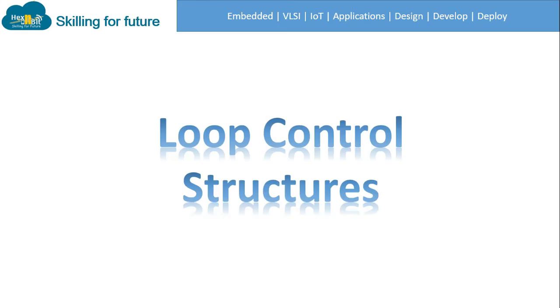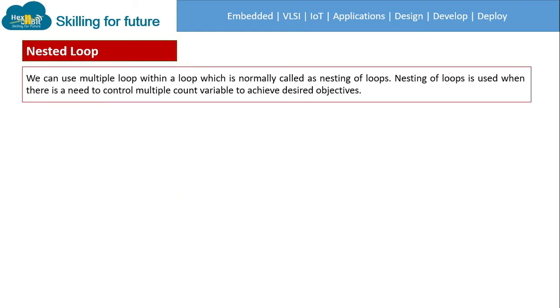In the previous few sessions we have discussed the for loop, while loop and do while loop. Now in this session we are discussing nesting of loops, that is, how we can use a loop inside the body of a loop. Okay, so let's start. We can use multiple loops within a loop, which is normally called nesting of loops. Nesting of loops is used when there is a need to control multiple count variables to achieve desired objectives.